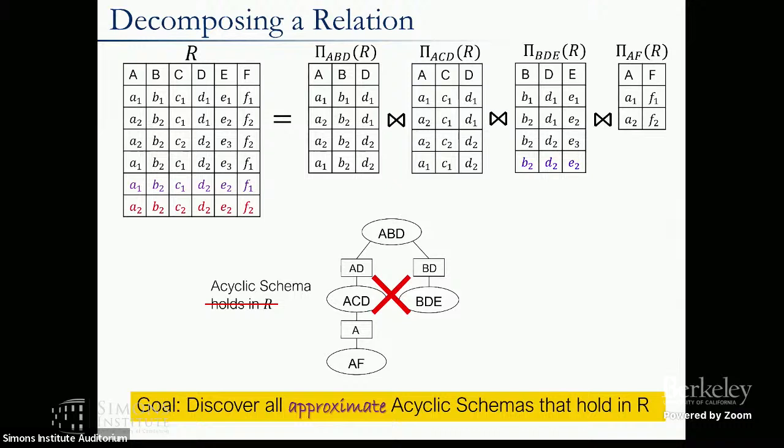The goal of this work was to discover all of the approximate acyclic schemas that hold in R. I will soon define what approximate means, but in a sense, we want the number of spurious tuples not to be too big relative to the set of tuples that were in the original relation.